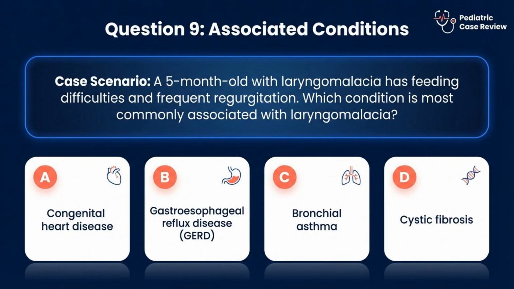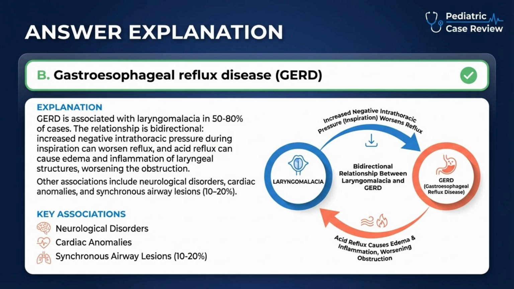Option 1, congenital heart disease. Option 2, gastroesophageal reflux disease. Option 3, bronchial asthma. Option 4, cystic fibrosis. The correct answer is option 2, gastroesophageal reflux disease.